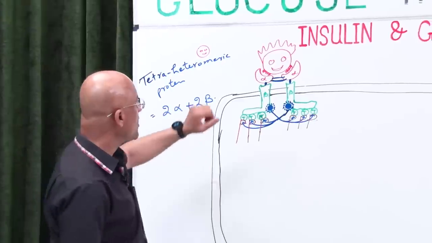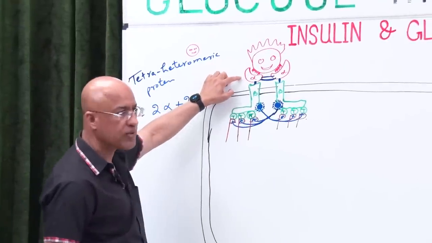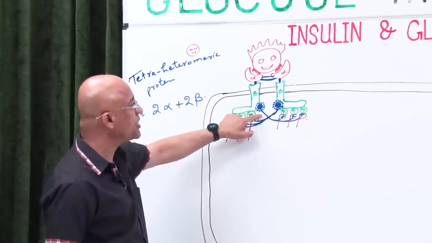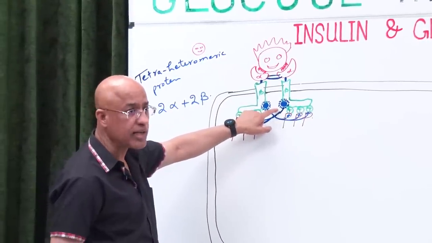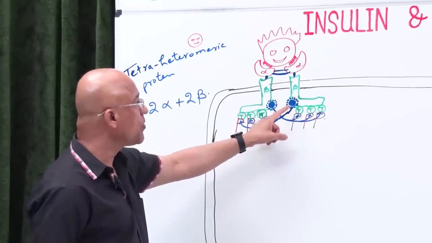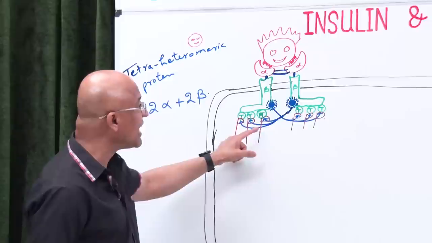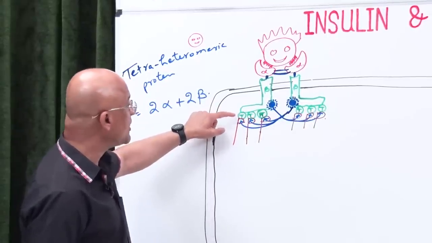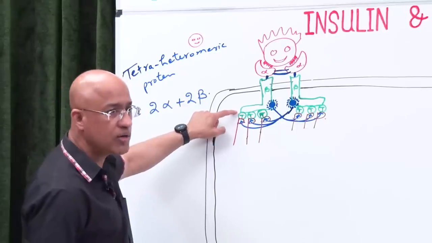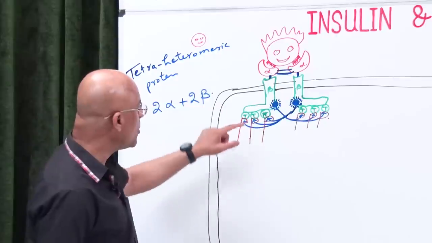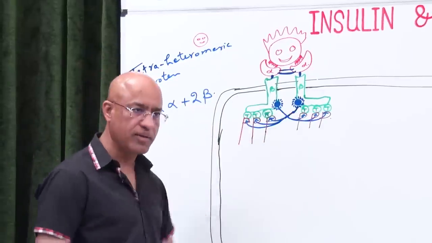Now, this process of phosphorylation, how should we verbalize it properly? We can say when insulin binds with the alpha unit, it alters the beta unit, and the altered, activated beta unit activates its tyrosine kinases. The intrinsic tyrosine kinases lead to cross phosphorylation. This is cross phosphorylation of tyrosine present on the other adjacent beta chain. Now these beta chains are phosphorylated.